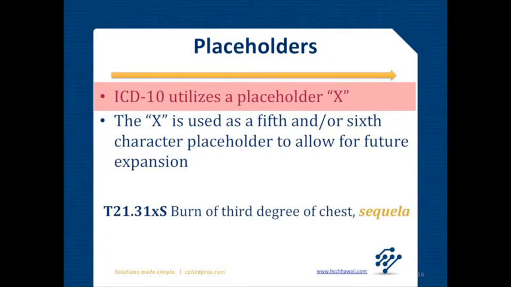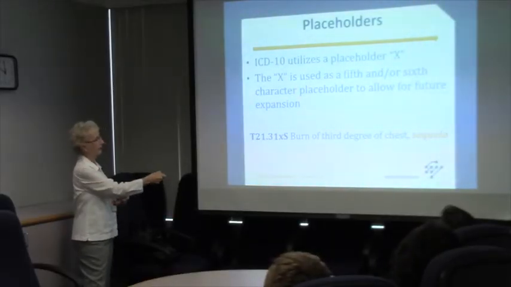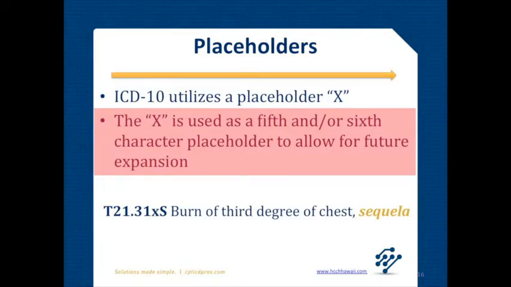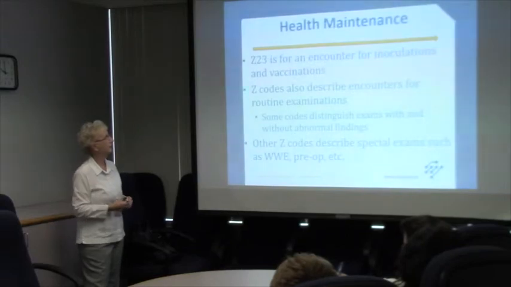Okay, we talked about the placeholders. It is going to always be the letter X. Again, here's that example of the third degree. So the placeholder is an X. And again, it's allowing for expansion, right? Because eventually we may have a code that now gets expanded to 6 characters or 7. So the placeholder is simply allowing us for that expansion.